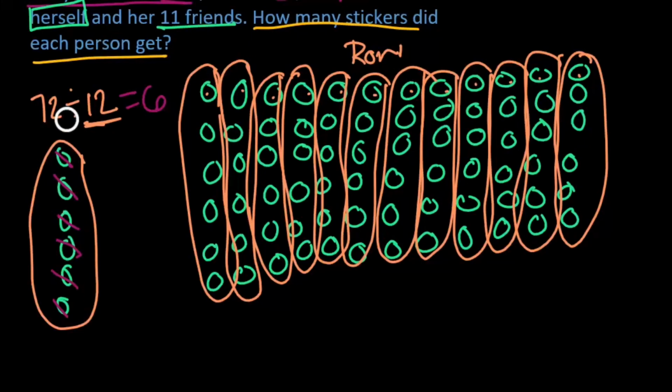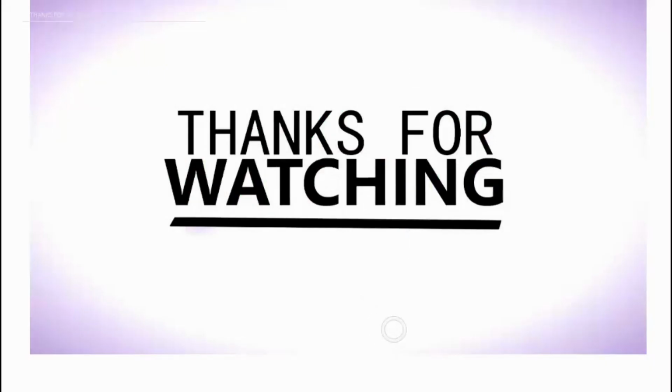And we divided 72. So let's just recall our steps. We divided 72 into 12 different groups. And however many circles or stickers, quote unquote, you have in each group is the answer. You just count the circles in one group and that is your answer, because that's how many circles are in each group. But anyway, that's it for this lesson, guys.